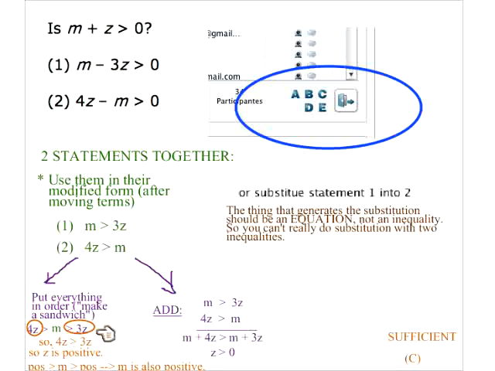You can make sandwiches if you have the right kind of chain of inequalities. You can add inequalities together if they have the inequality sign facing the same way. You can't substitute. Remember, it's just as important to know what does not work as it is to know what works.